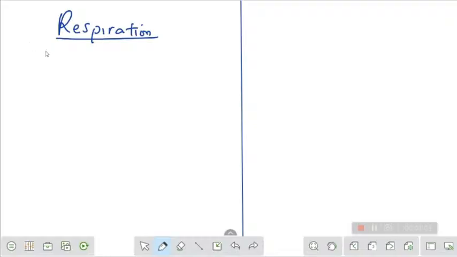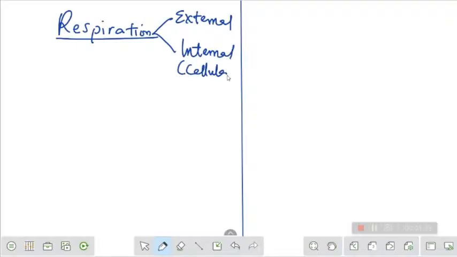And this energy that the food that is broken down is mainly to liberate energy. That's catabolism. So respiration is not only dealing with breathing in and breathing out. We have two types of respiration. We have the external respiration and we have the internal respiration. The internal respiration is the same thing as cellular or tissue respiration.